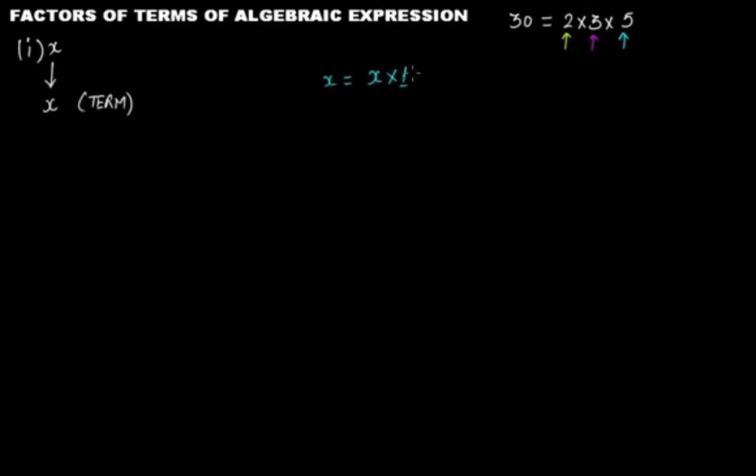But here's the condition. We never take 1 as a factor when we are talking about factors of terms of algebraic expressions, right? So in this case, only one factor is left, and that is x only. So for the algebraic expression x, there is only one term, that is x, and on this basis we say that x is also the factor of this term x.